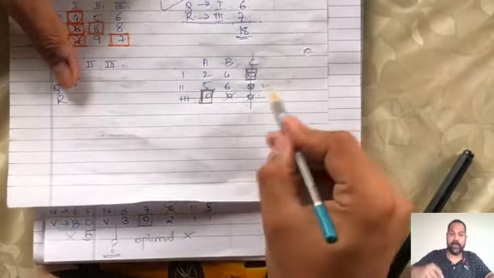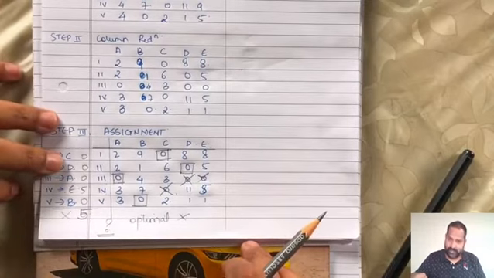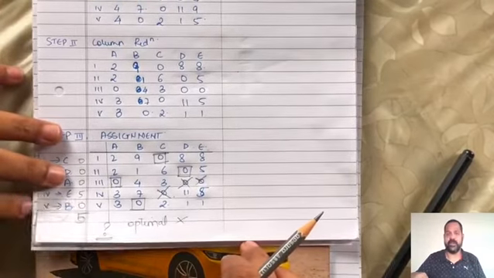There are different ways of doing this. Now, because this is just a 3 by 3 matrix, it was easy. When it's a slightly bigger matrix, it becomes a little tedious to do. And that is why I want you to pay attention. So, step 1 row reduction, step 2 column reduction, step 3 assignment.